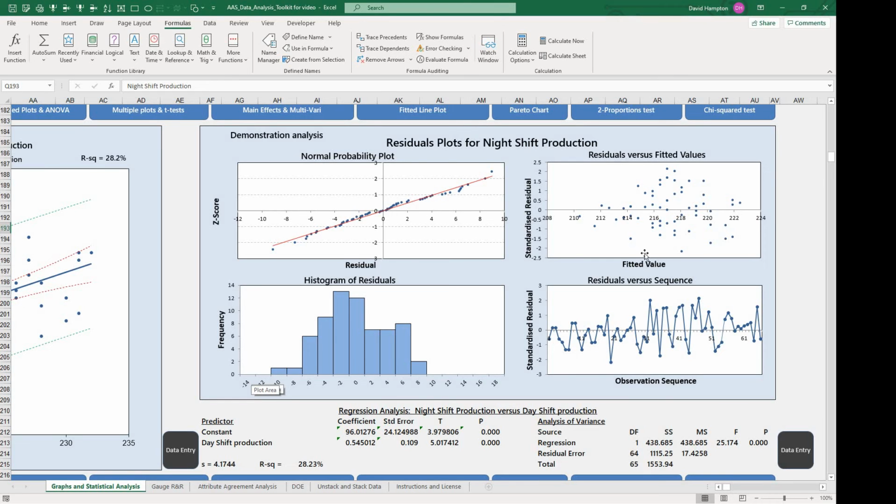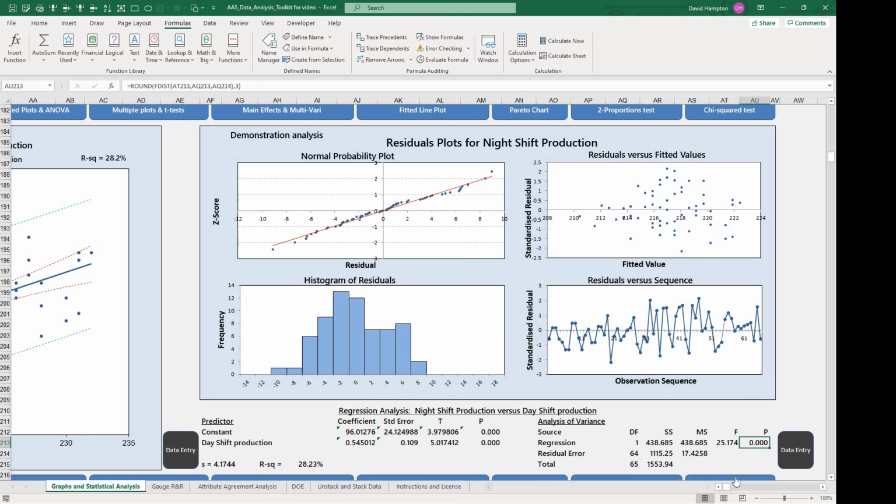Another thing that we can look at is the relationship between the size of the residual and the fitted value. Does it steadily get bigger as the fitted value increases? Not really. And does the size of the residual change depending on the sequence in the data? No, there's nothing strange going on there. So that looks fine.